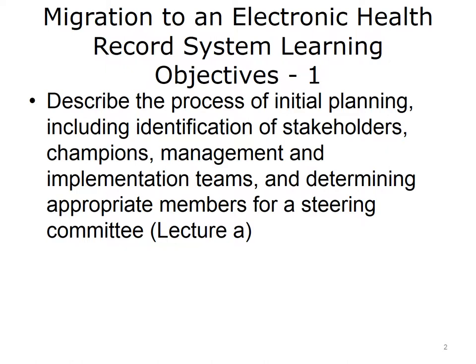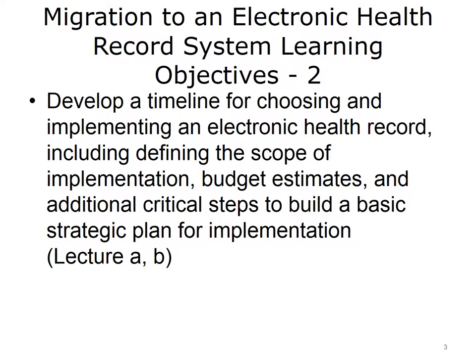The objectives for migration to an electronic health record system are to describe the process of initial planning for migration to an electronic health record, EHR, including identifying stakeholders, champions, management and implementation teams, and determining appropriate members for a steering committee. Develop a timeline for choosing and implementing an electronic health record, including defining the scope of implementation, budget estimates, and additional critical steps to build a basic strategic plan for implementation.